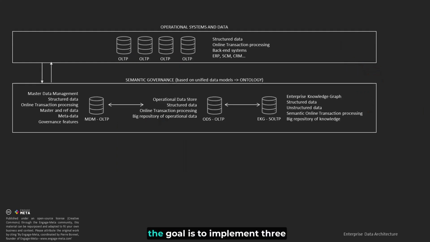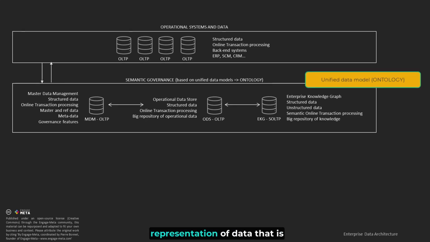In the second layer, the goal is to implement three types of data repositories that are positioned transversally to the silos. They help to correct the quality issues inherent in the silos without imposing their innovation. These three repositories are based on the same unified data model. This is a business representation of data that is valid for the entire company.